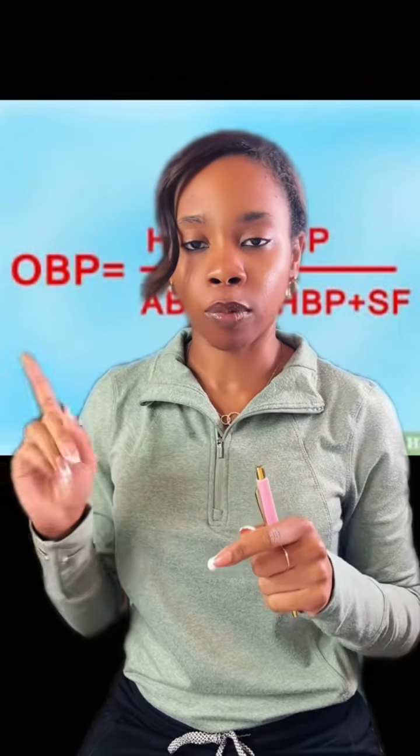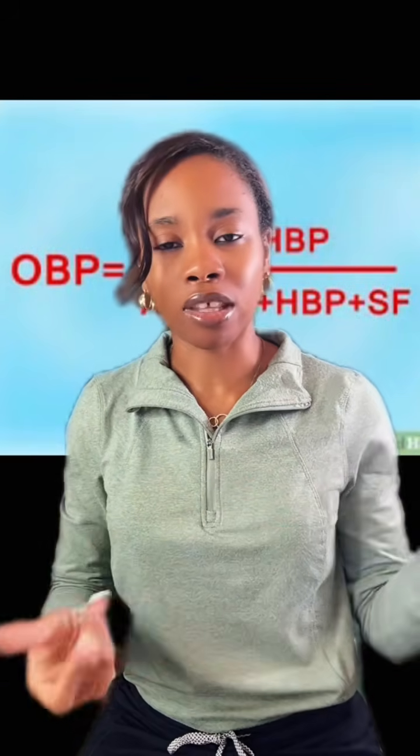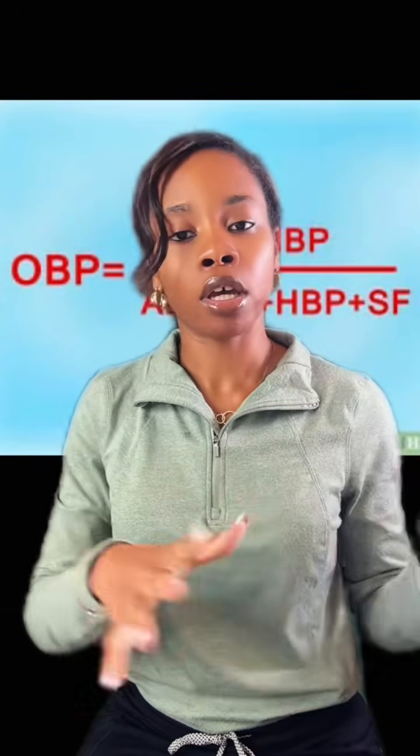OBP is on base percentage. It's just meaning how often is a batter able to get on base. After they hit, are they able to get on base or are they getting out? It factors in hits, hit by pitches, walks, but doesn't factor in any errors that they get on base with or getting on there by fielder's choice. It doesn't calculate all of that.